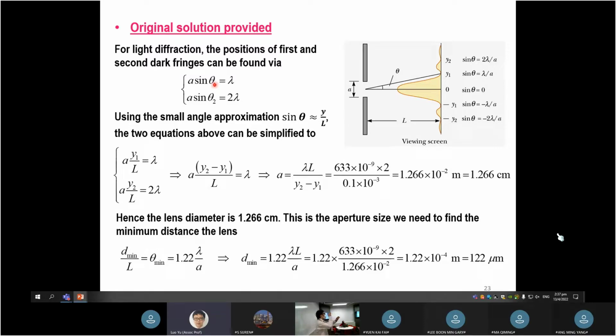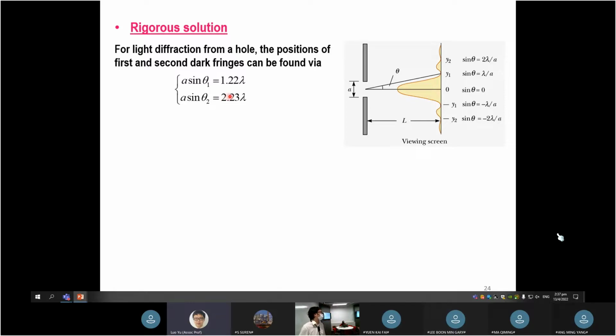Because if you pass light through a hole or any circular aperture, such as a lens or a mirror, its dark fringe position is not given by this equation. A times sine theta is not equal to M times lambda. A times sine theta should equal the zero point of the Bessel function. Of course, this goes beyond our class and is not required, but I just want to let you know more.